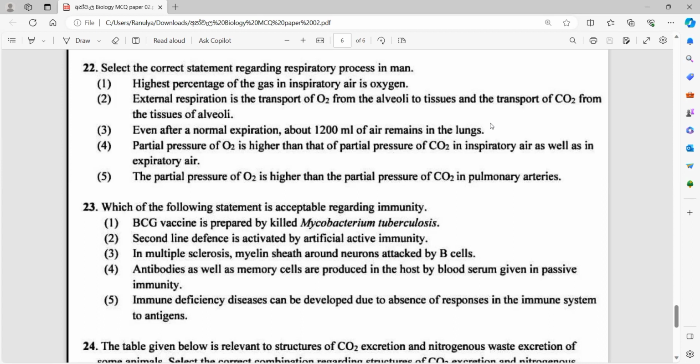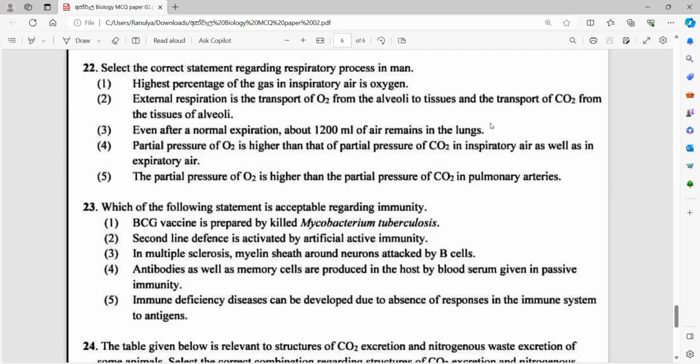Then, in multiple sclerosis, the myelin sheath around the neurons is attacked by B cells, it can be plasma cells, right? Multiple sclerosis is an autoimmune disease. Here, not B cells, it should be T cells, right? T cells are the ones that attack.